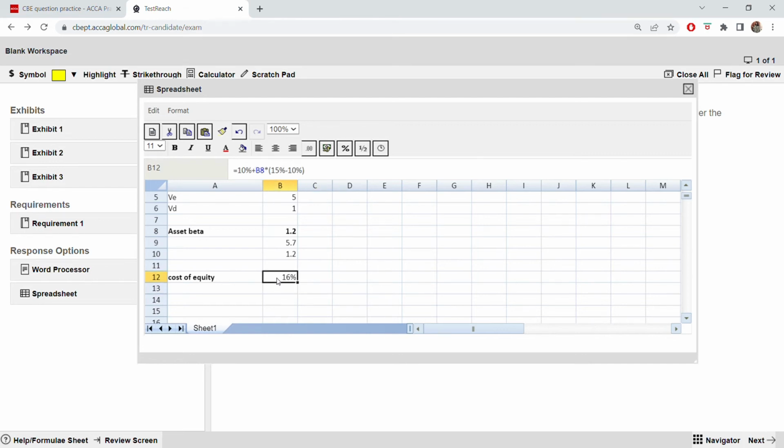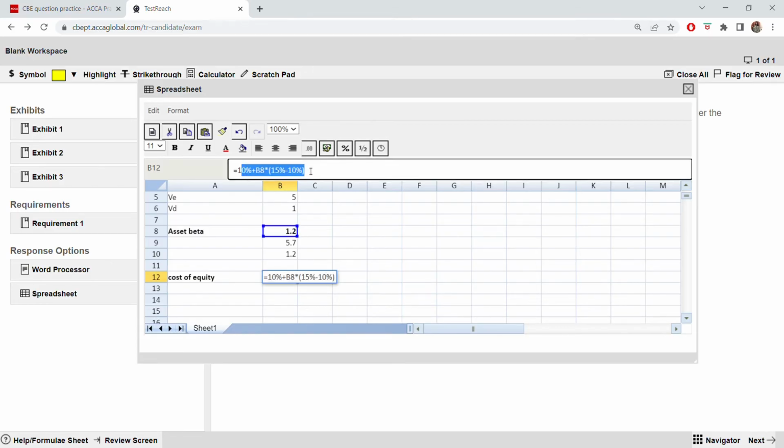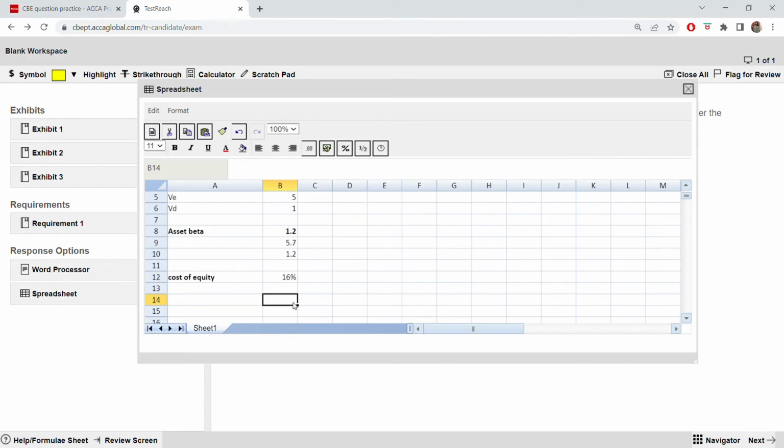The moment someone clicks on the 16%, the examiner is going to do this. They're going to click 16%, and the formula will be out here. They can see the formula. So you do not have to write the capital asset pricing model formula: risk-free plus beta into market return minus risk-free. You don't have to write it, just the number. You're already using the formula. When they click, the examiner can see you have used the formula.